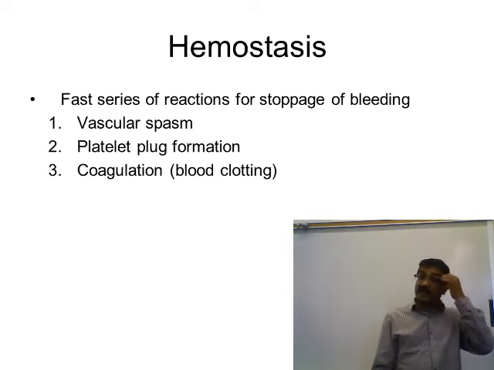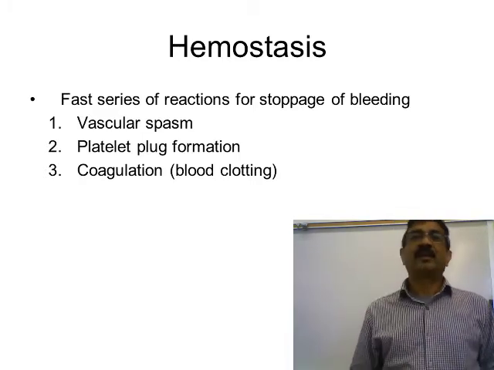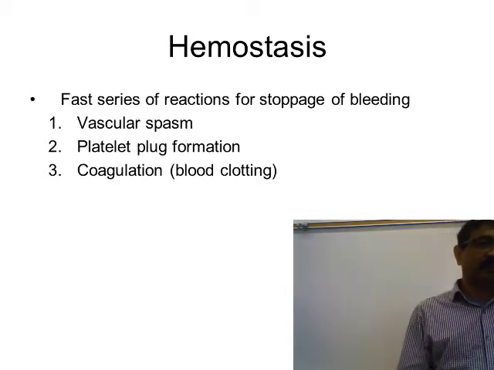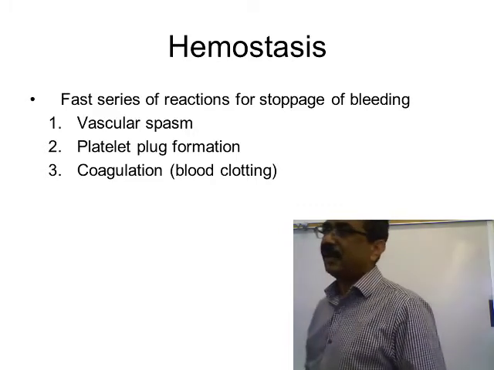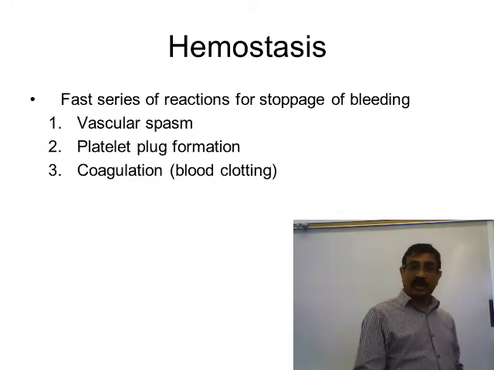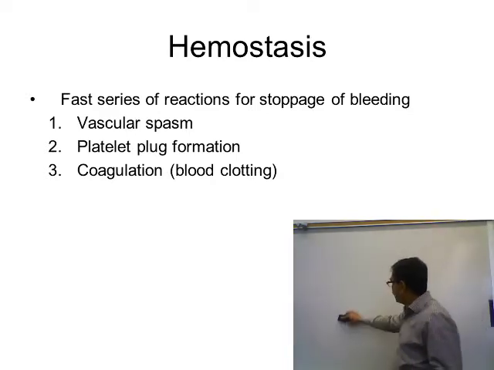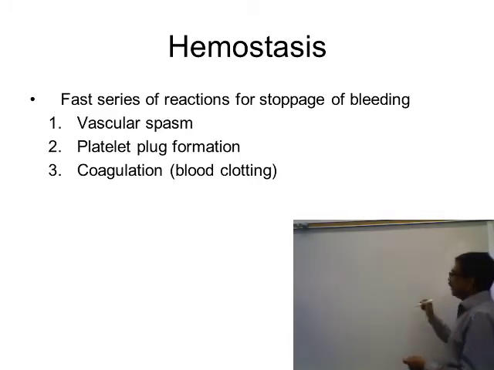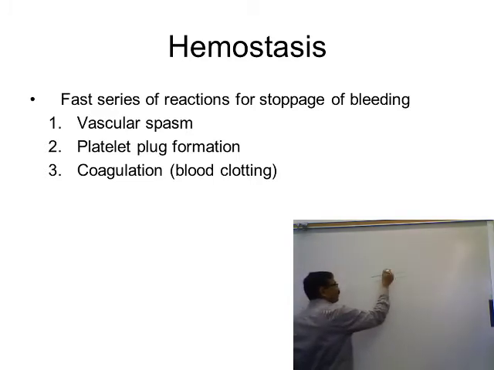Now, hemostasis occurs in 3 steps. First, vascular spasm, then platelet plug formation, and then blood coagulation. So those are the 3 steps of hemostasis. Now, what happens when you get a cut? This is the blood vessel, for example a capillary or small blood vessel. This is the lumen. You got a cut here.